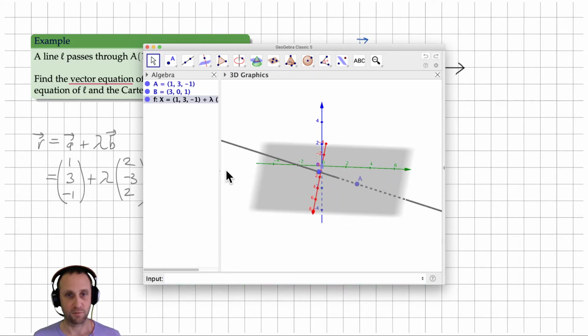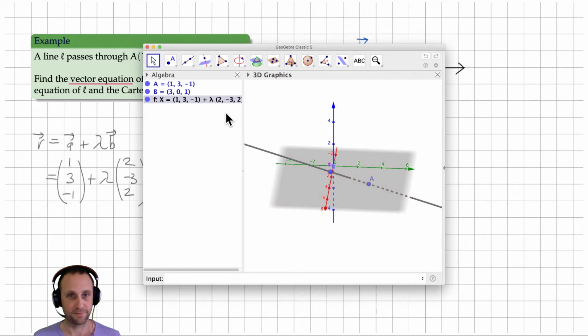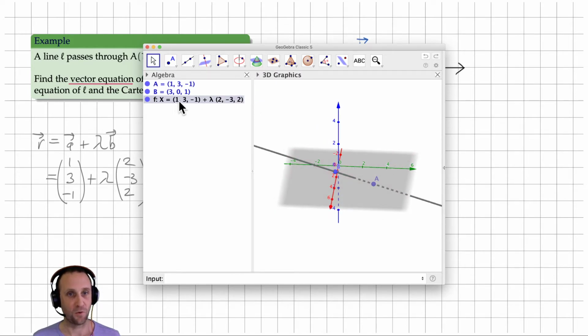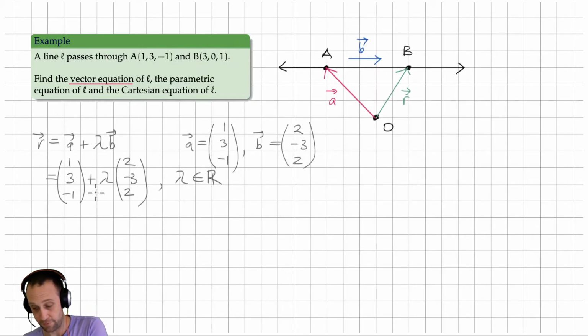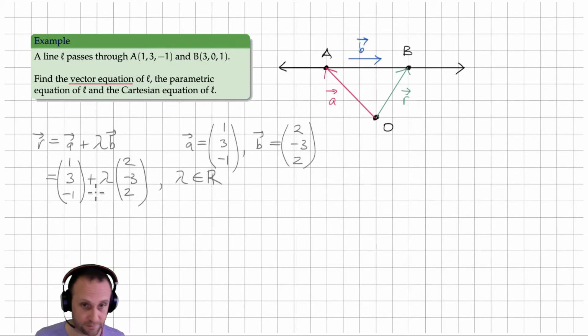And it's actually going to report that straight line in vector form. So it's saying that straight line here is given by, you start off with 1, 3, -1, and then you add lambda lots of 2, -3, 2. That's a good way of checking your answers and seeing how it all looks in 3D.